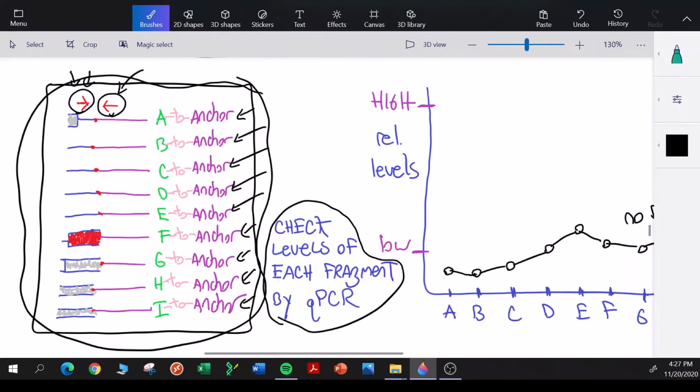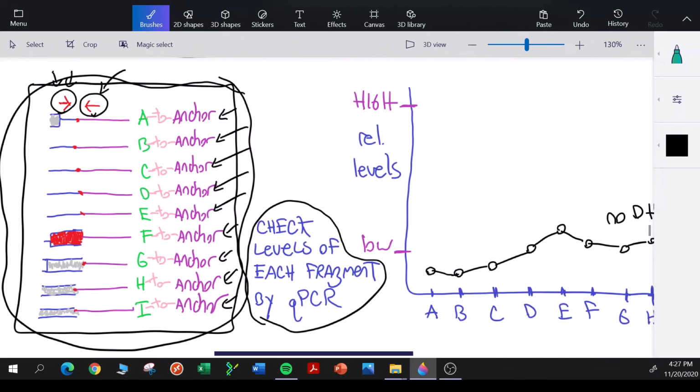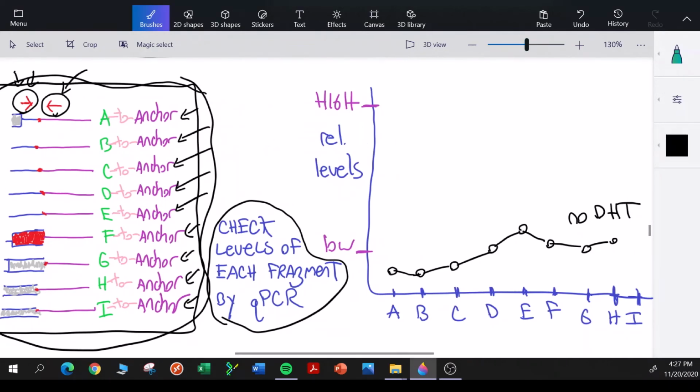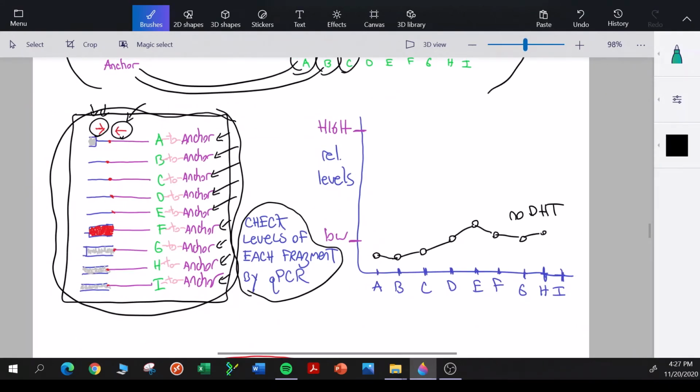So in this chart over here, let me zoom out a bit, is just a crude chart showing relative levels of PCR product. On the x-axis, A means we're checking for interactions of the anchor with the A fragment. So we're checking for this fragment up here, A to anchor. B, we're checking for B to anchor. That means the qPCR involved the primer that was specific for the B fragment and the anchor. And we're testing for all of those fragments here.